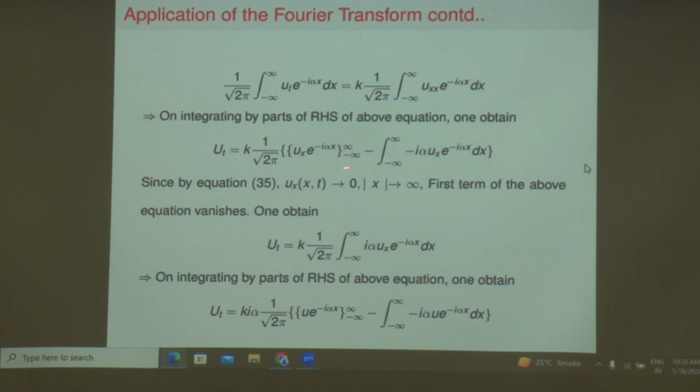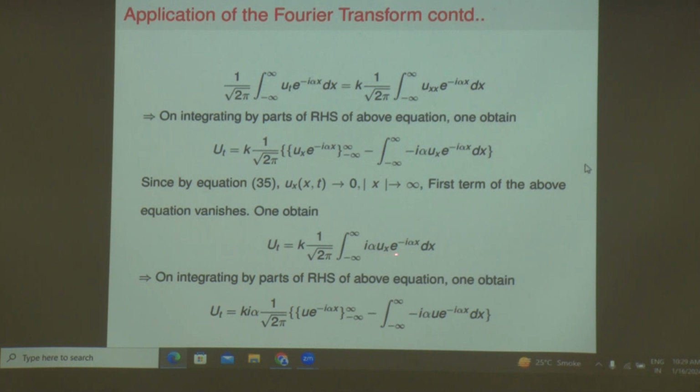As x tends to minus infinity this value tends to 0, and as x tends to plus infinity this value tends to 0, and therefore this first bracket will vanish. The remaining expression is this. Okay, now once again I am going to apply integration by parts on this particular equation.